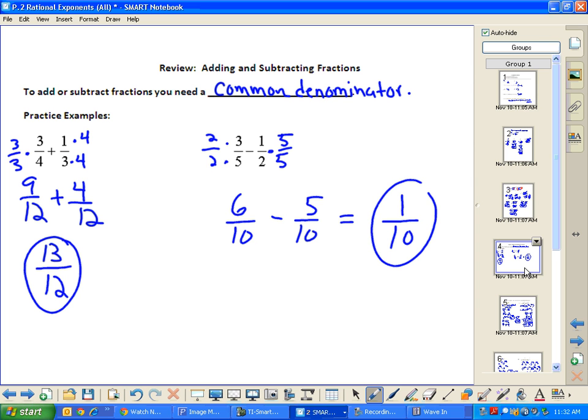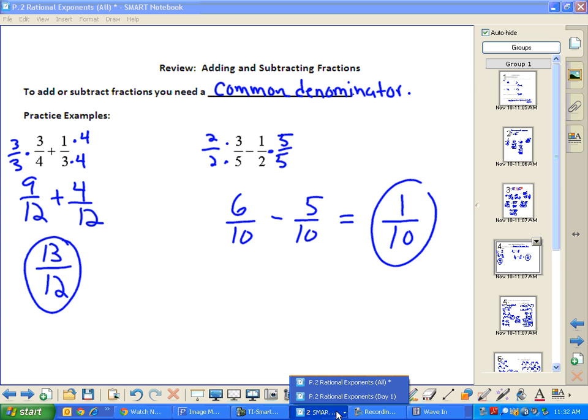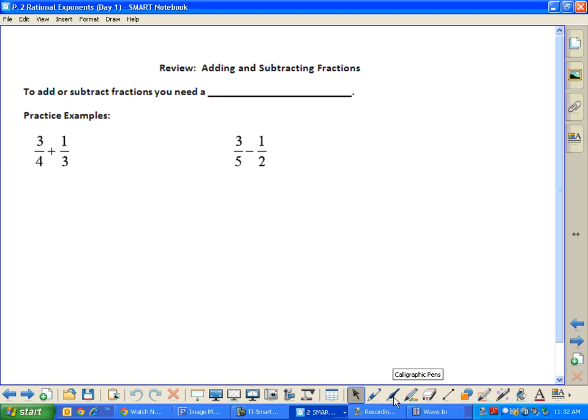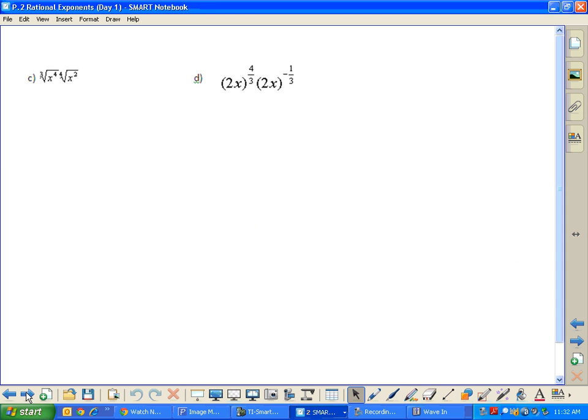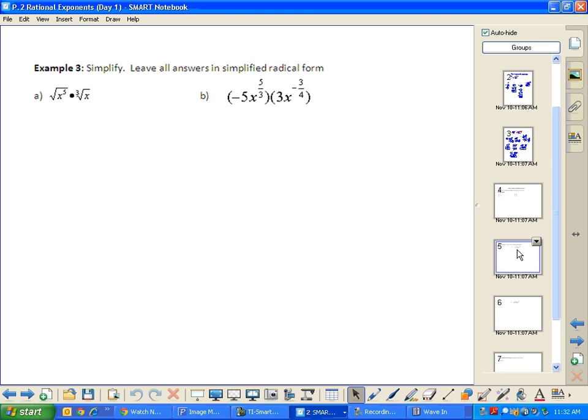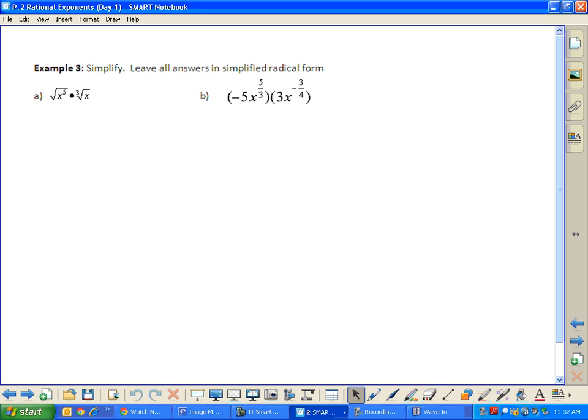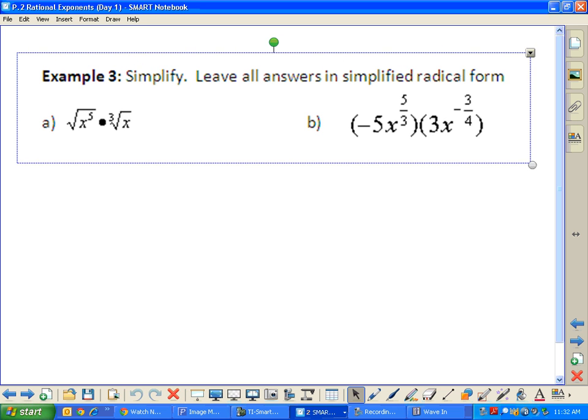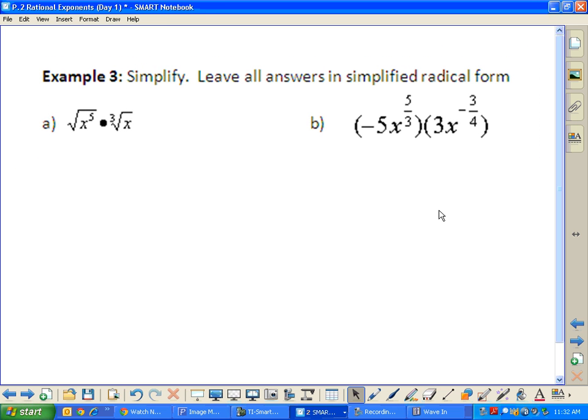So let's discuss what we're doing today. Today, what we're going to go ahead and do is use our properties of rational exponents to simplify radicals. So with that, there we go. We're on example 3. And our directions say simplify, and furthermore they say leave all answers in simplified radical form.